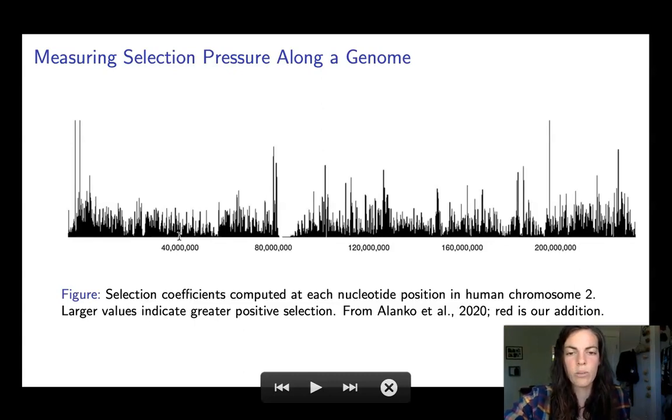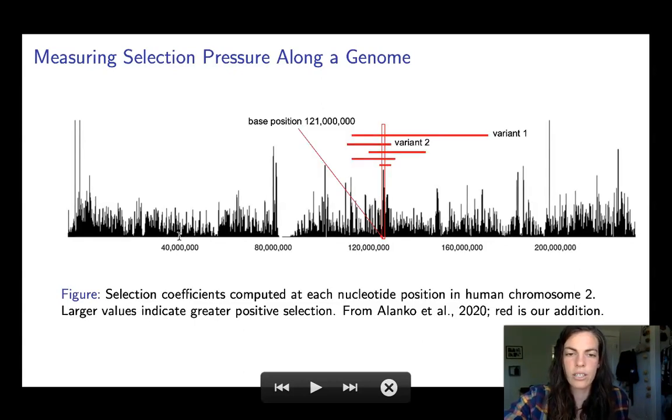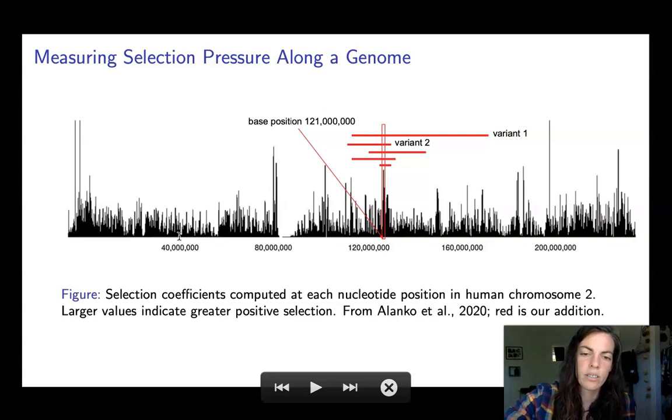In 2018, a group of researchers proposed a simple way to compute the selection coefficients across the entire genome. Let's say we're interested in the selection coefficient at base position 121 million. At this location, and the regions around it, there is some specific DNA that dominates in the population, but there may be slight variations that exist among certain subsets of the population. We'll be focusing on variants based on SNPs, single nucleotide polymorphisms, or single base differences, rather than other kinds of genetic variation.